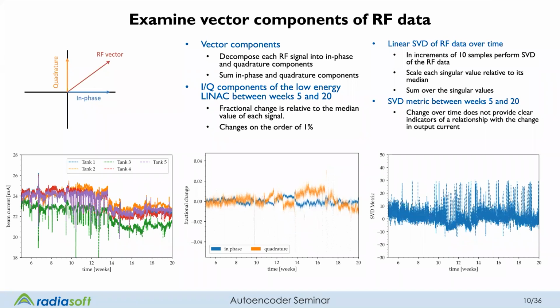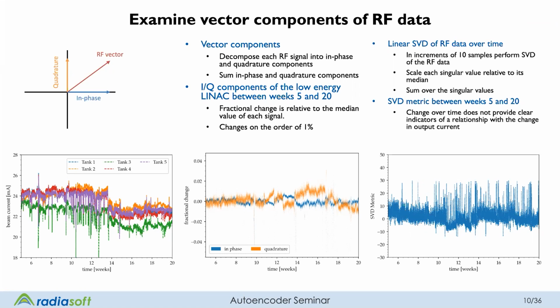We looked at that, and I'm showing in the middle here the fractional change in the I and Q components of the RF cavity as a function of time. It's fractional change, so these are basically fractions of 1% to 1% or so. To compute the fraction, I'm using the median value of the parameters across the whole study. And you see that for the I and Q components, the changes are on the order of 1% or so.